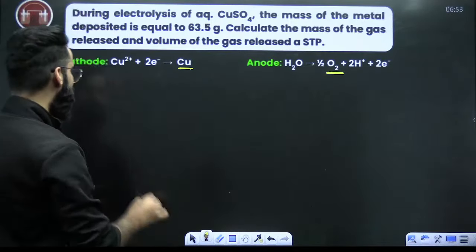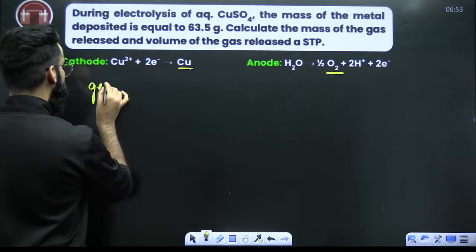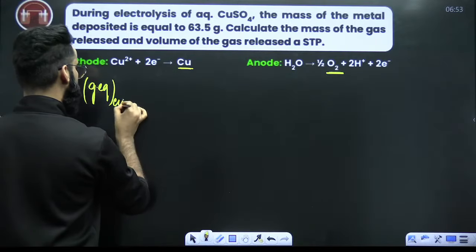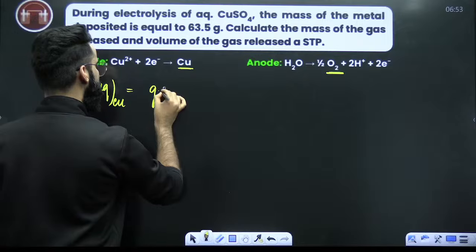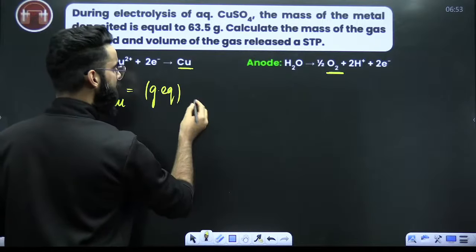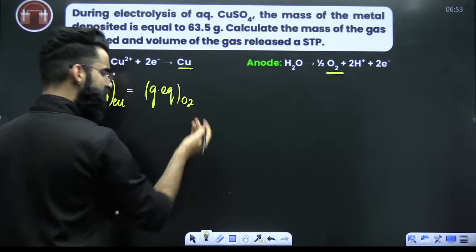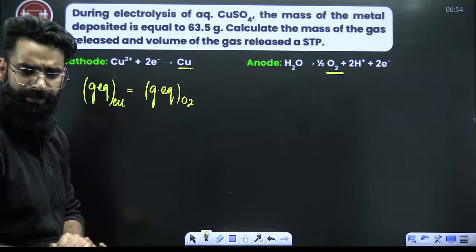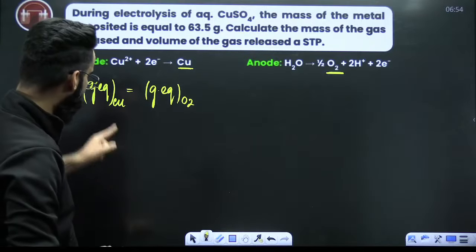Can't I say the number of gram equivalents of copper deposited should be equal to the number of gram equivalents of what? The number of gram equivalents of O2 produced. Just equate their gram equivalents, nothing else. Now tell me one thing.